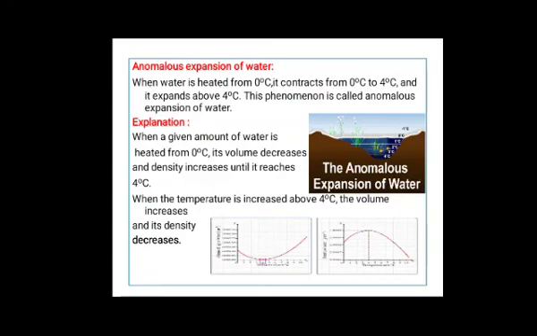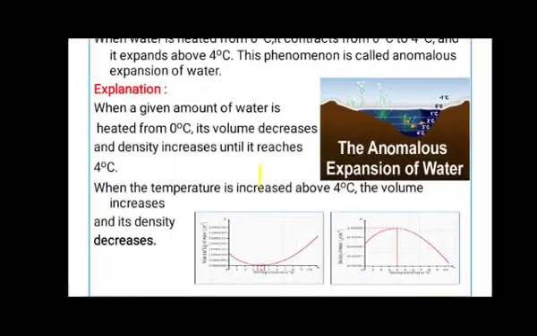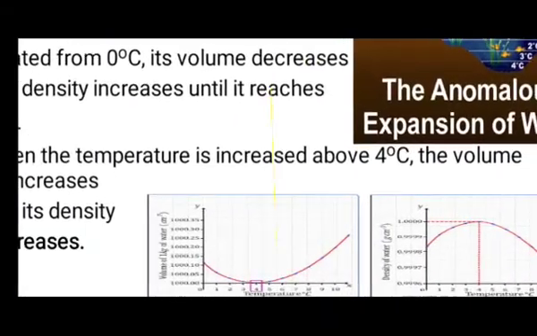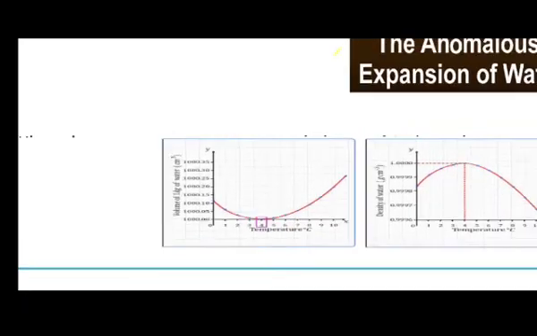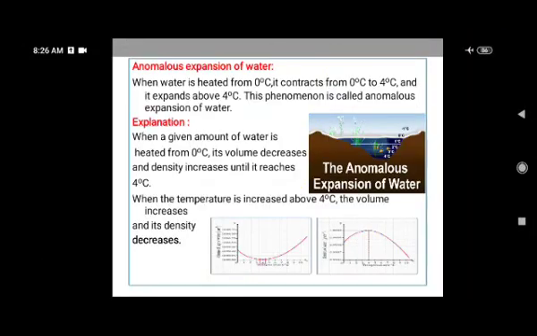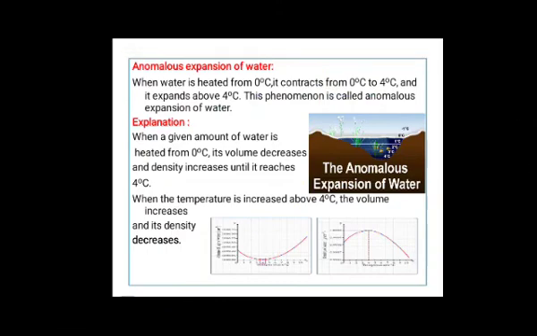In the first graph, along the x-axis temperature is taken, along the y-axis volume is taken. If you observe, after 4 degree again volume increases, but before that it decreases. In the second graph it is along the x-axis temperature, along the y-axis density. So first density increases, then after 4 degree that density starts decreasing.